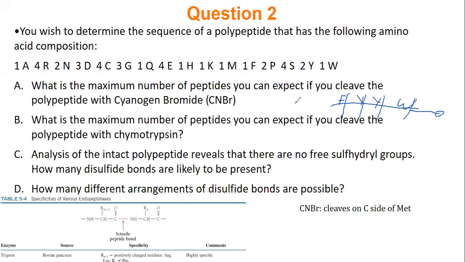If we look at the peptide, and there are no free sulfhydryl groups, so here's another test for you. Do you remember what a sulfhydryl is? How many disulfide bonds do we think are in the peptide? Yes, 1F, 2Y, 1W. So if I look at this protein, I find all SHs are in disulfide bonds. How many disulfide bonds do I have?